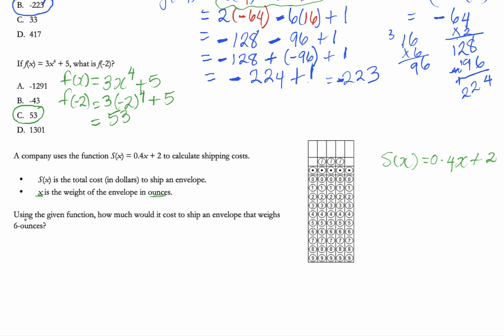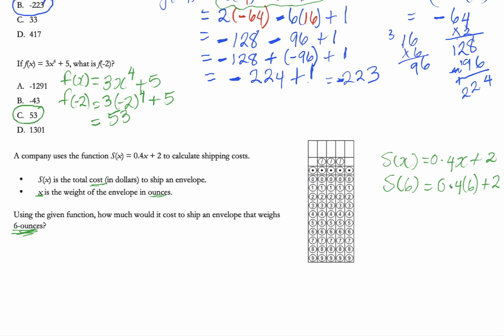And they said using the given function, how much would it cost? So we want to find the total cost, so we're trying to find S of x. Would it cost to ship an envelope that weighs 6 ounces? So who is that 6? That 6 is your x, because that's the weight. So we're trying to find S of 6. So this would be 0.4 times 6 plus 2.